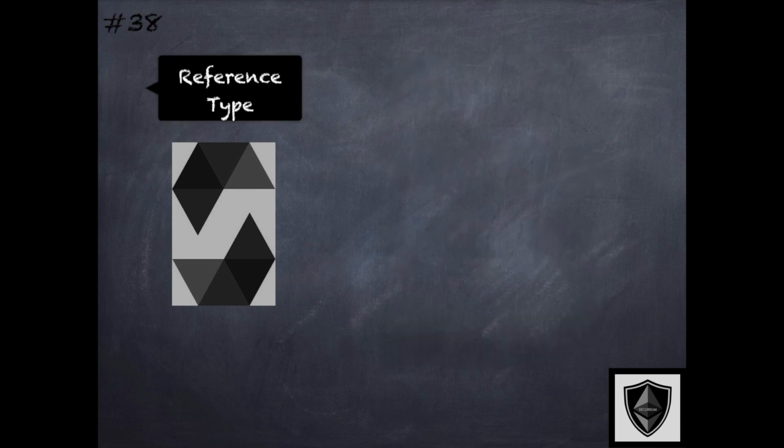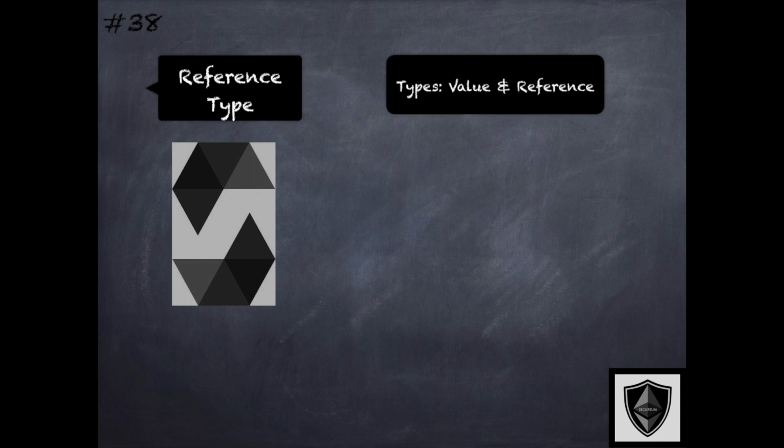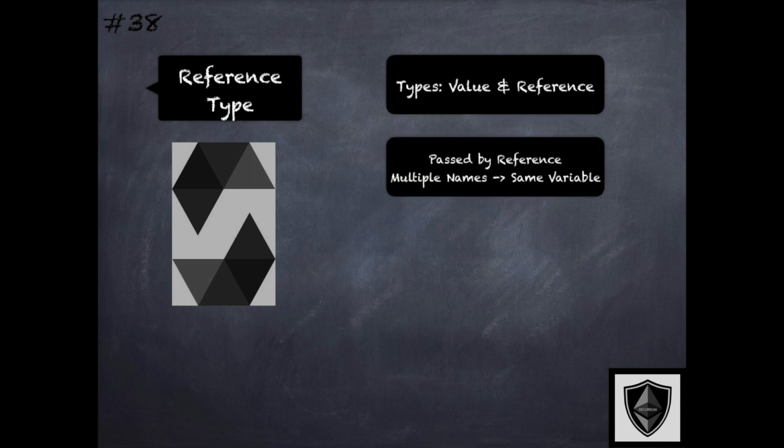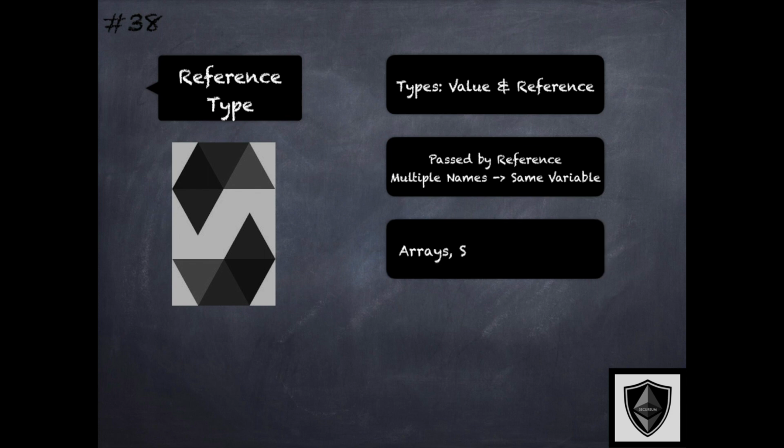And in contrast to the value types, we have reference types in Solidity, which are passed by reference, which really means that there can be multiple names for the variable, all pointing to the same underlying variable state. There are three reference types in Solidity: arrays, structs, and mappings. We'll take a deeper look at each of the value types and reference types that we just talked about.